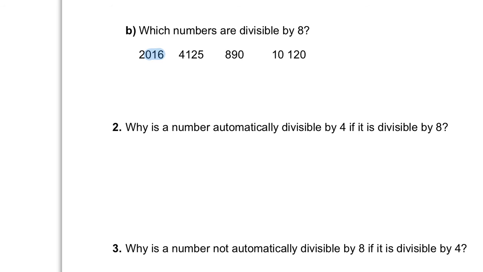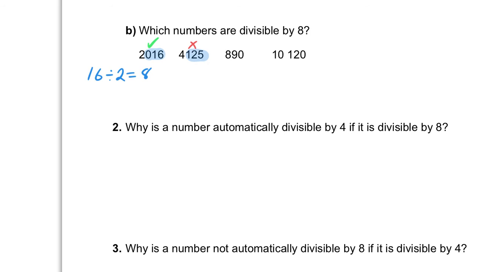So we can take this 16, divide it by 2, and see if we get a multiple of 4. We get 8. That is a multiple of 4. We just need to count twice, right? 4, 8. There we go. So this is divisible by 8. Let's move to 4,125. This is an odd number. I can't divide it by 2 even once, so it's not going to work out. It's not divisible by 8.